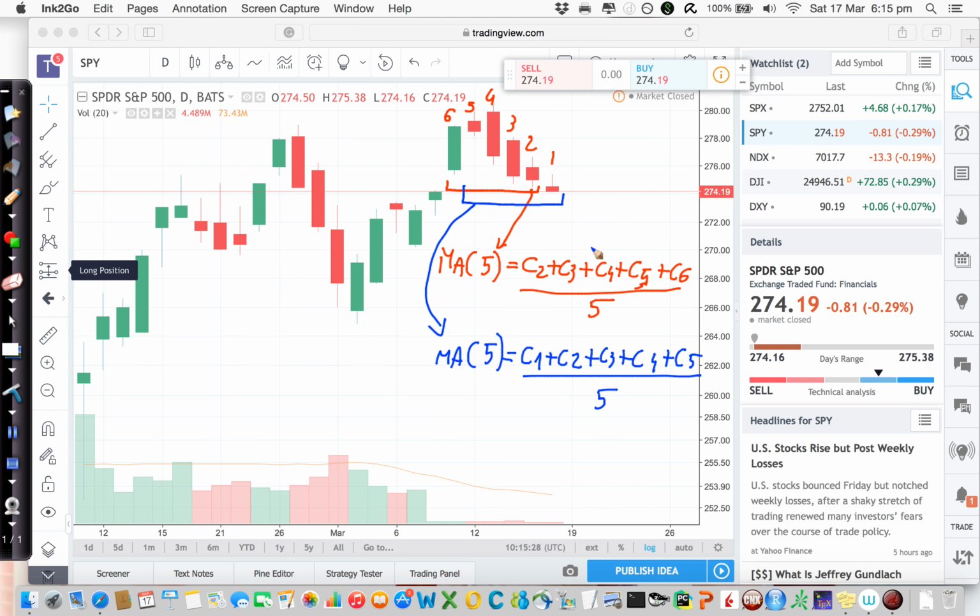So what happens is that we drop the last candle and we take the new one. If you look at these two, you will see that the difference is this, right? We lost candle 6 and we have taken candle 1. And this is how a moving average works. Every new day, we drop the last candle and we take the new one. Okay, this is the main idea.